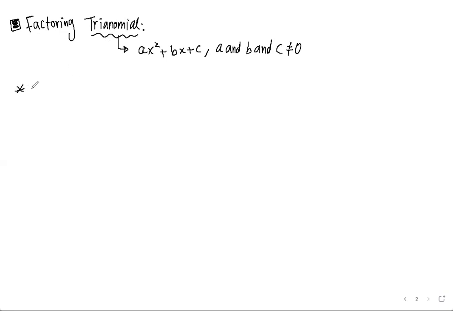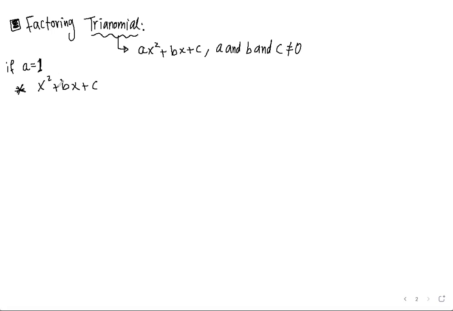First, I'm going to factor something like that: if a is equal to 1, x squared plus bx plus c. Second, if a is not equal to 1. So in this class, I'm going to do if a equals 1, and also I'm going to do if a does not equal 1, because we have a different way. If a equals 1, then x squared plus bx plus c.